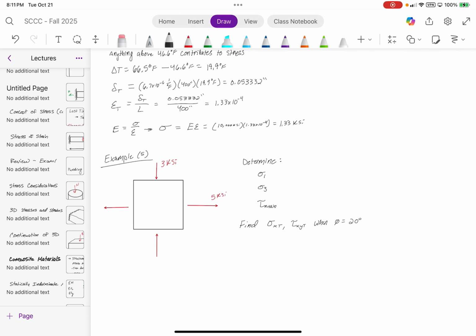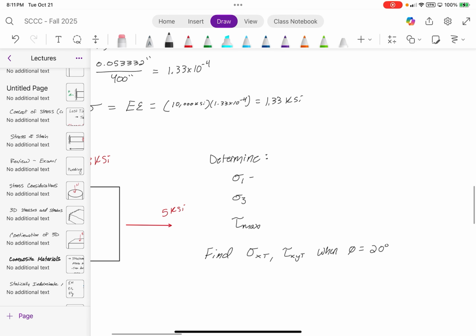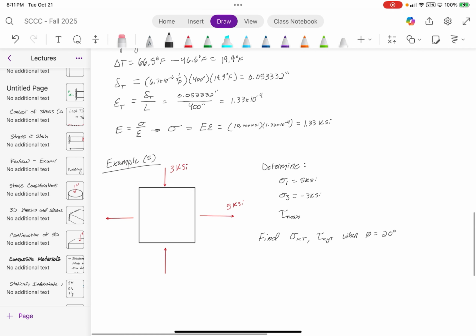Well, the answer is 0. You don't need to rotate the block at all. It's in the principal stress state. Sigma x is equal to sigma 1, which is just going to equal 5 ksi. And sigma 3 is equal to sigma y, which is equal to negative 3 ksi.